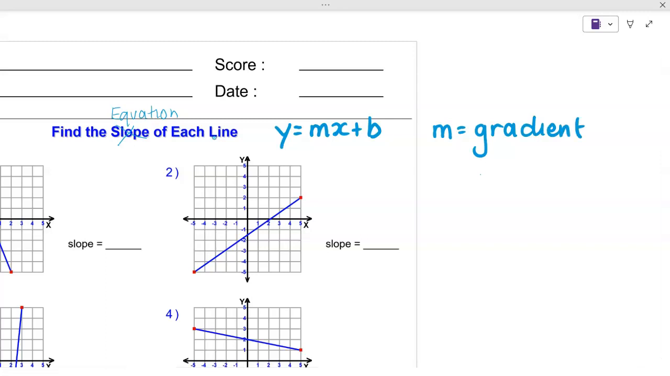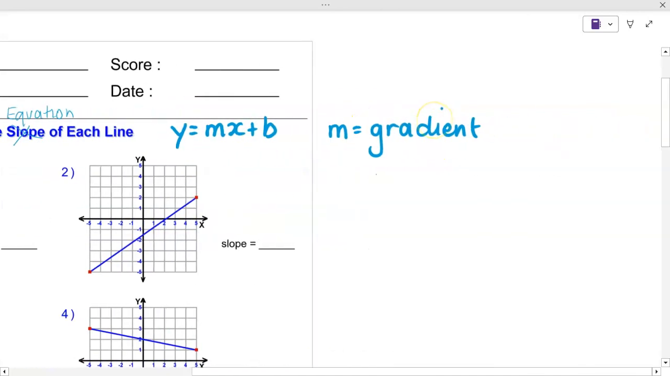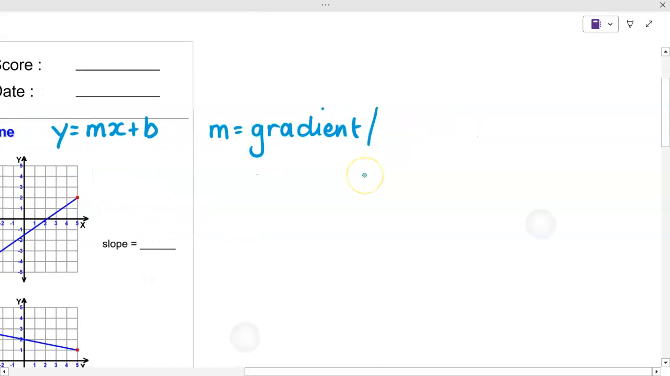What you could do, if you want to pop the heading in your notes, is write "find the equation of each line", and underneath that write y equals mx plus b, noting that m is the gradient. Another word for gradient is slope. We actually looked at this last lesson as a warm-up, so you might want to write this down again, but it should be in your books.